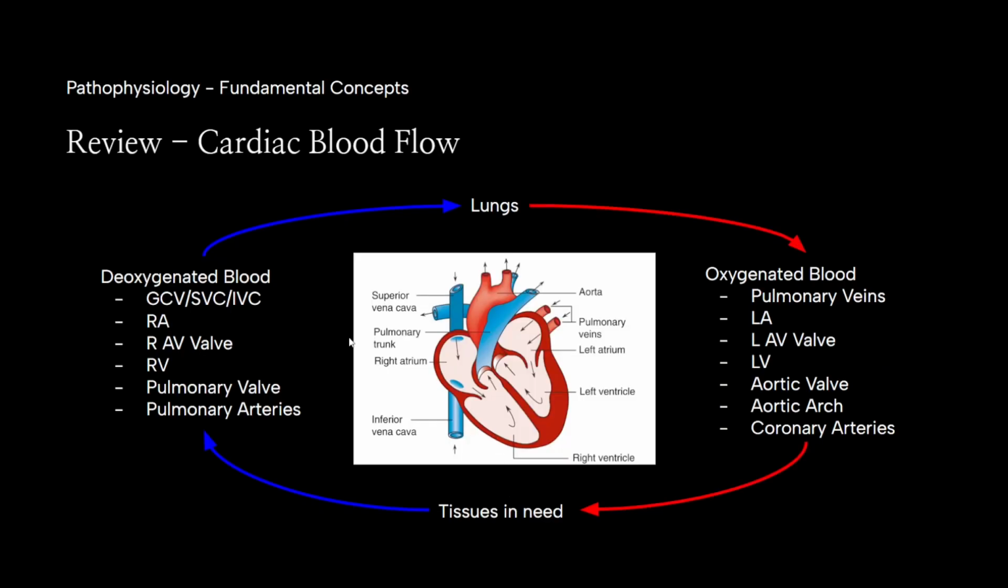So first is blood flow through the heart. Tissues in need take oxygenated blood and take the oxygen out, turning it deoxygenated. That deoxygenated blood enters the heart via the great cardiac veins, superior vena cava and inferior vena cava, entering into the right atrium, passing through the right AV valve into the right ventricle, pumping out through the pulmonary valve into the pulmonary arteries where it goes to the lungs, comes back to the heart with oxygenated blood via the pulmonary veins, entering the left atrium, the left AV valve, left ventricle, aortic arch, and the coronary arteries.